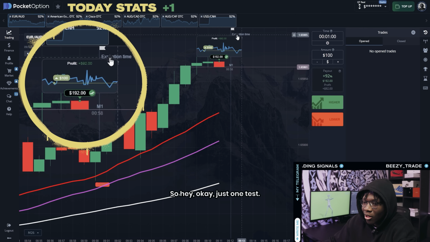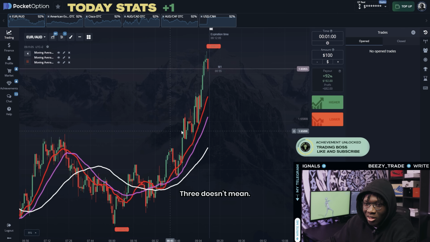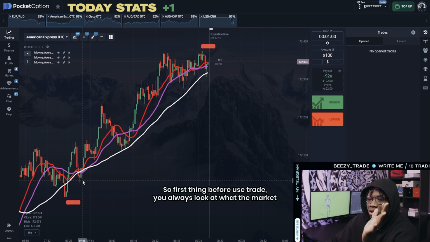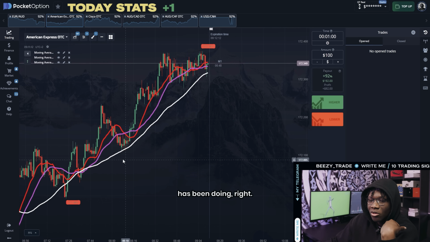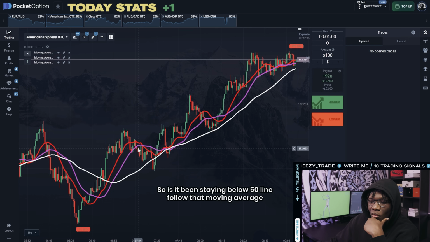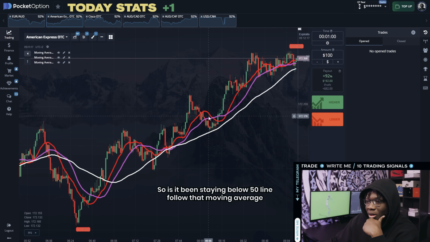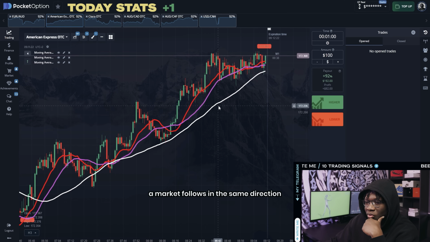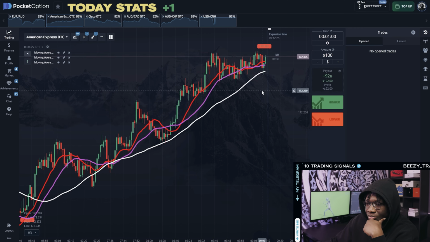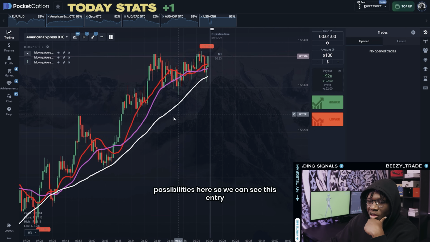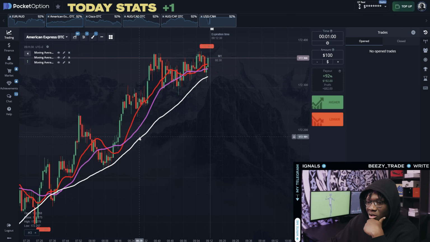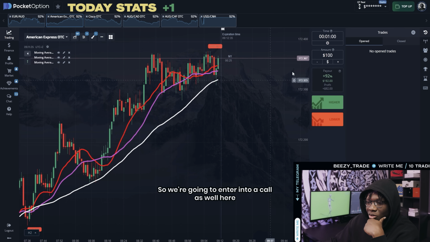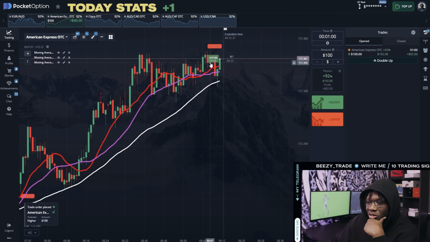So, hey, okay, just one test really doesn't mean anything, right? So let's go to American Express. First thing before you use the strategy, always look at what the market has been doing. Has it been staying below every line, below that moving average? Are you able to see that when the crosses happen, the market follows in the same direction? Possibility is here. So right here, we can see the same. Entry, a call seems like the right decision to make here as well. So we're going to enter into a call here as well.